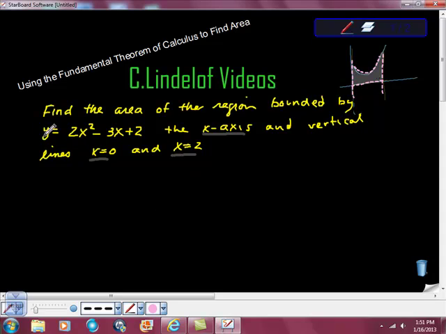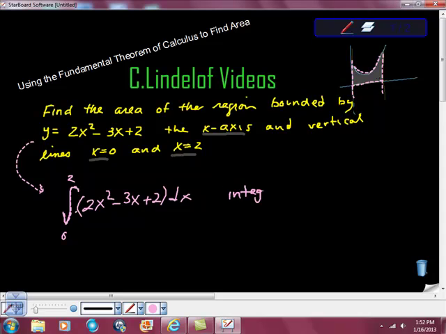So the first thing I'm going to do is pull this piece out here and start to integrate this. What we're asking for now is the integral from 0 to 2 of 2x squared minus 3x plus 2, dx. On the exam they want you to use proper notation, so you'd have to let them know that you understand what you're being asked to find here. So it's that. From here I'd start to integrate.